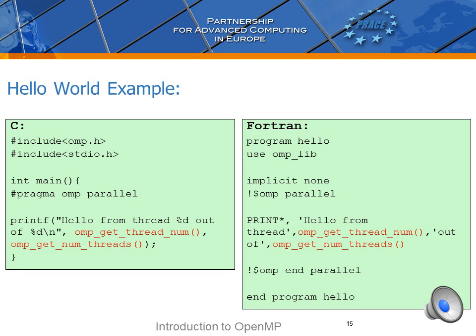Now look at the simple hello example using OpenMP in C and Fortran. We start by loading the OpenMP library, then we create the parallel region. Inside the parallel region, we call two runtime library functions. The first one is omp_get_thread_num to return the thread ID of each thread, and the second one is omp_get_num_threads to return the total number of threads in the team.